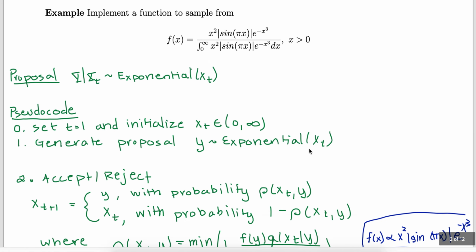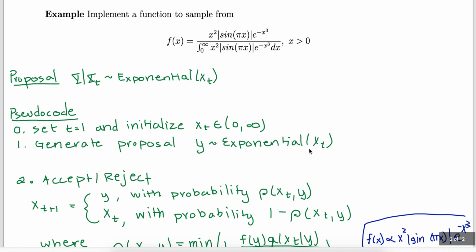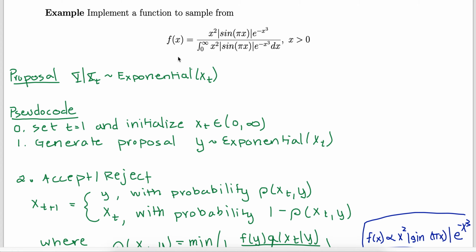Okay, so let's check out our first example here. Our target distribution is f given here. You'll notice the denominator is just the integral of the numerator over the space, so 0 to infinity. So this denominator is just our normalizing constant for the distribution. So not really important, it's just ensuring we integrate to 1.